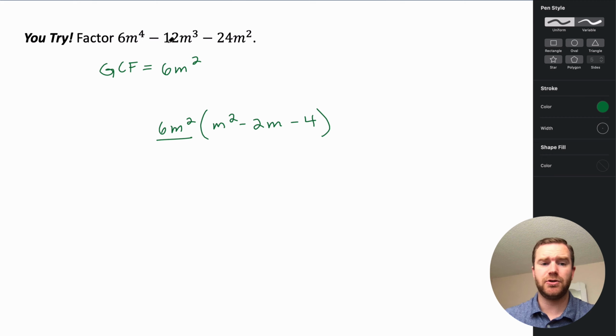6 times a negative 2 is negative 12. M squared, we need one more m to give us m to the third. And then 6 times negative 4 is negative 24. All of our m's are accounted for already, so we don't need to multiply by anything else. So this would be the factored form of this expression.